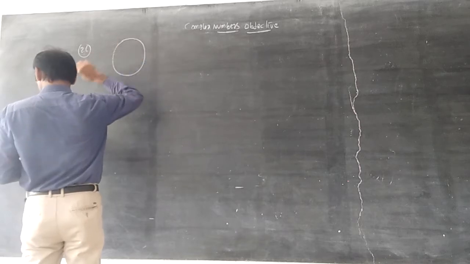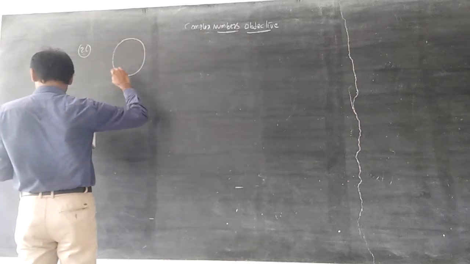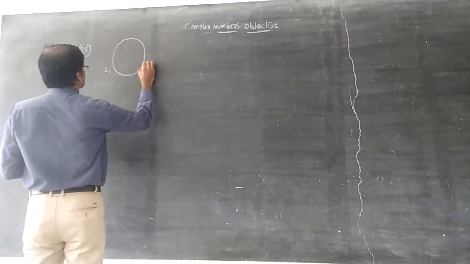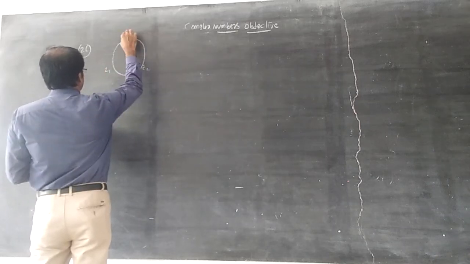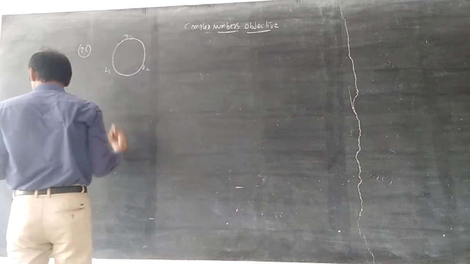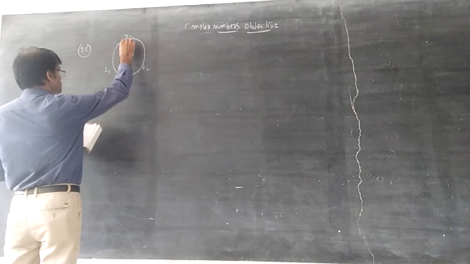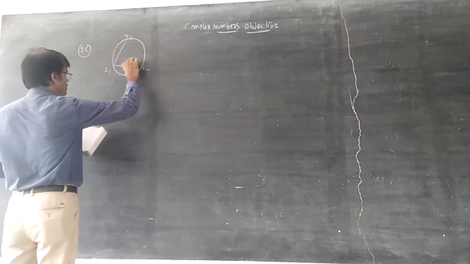draw a circle. Z1, Z2, Z3 are vertices. Put Z1 here, Z2 here, and Z3 here. Z1, Z2, Z3 are vertices of an equilateral triangle which is inscribed in a circle. Draw it like this, an equilateral triangle.